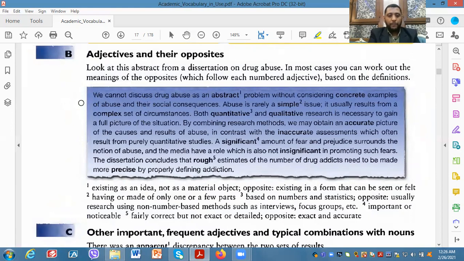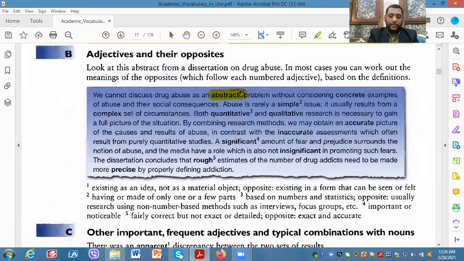We cannot discuss drug abuse as an abstract problem without considering concrete examples of abuse and their social consequences. All right, let's stop here at the full stop. By looking at this sentence, we can find two adjectives here.